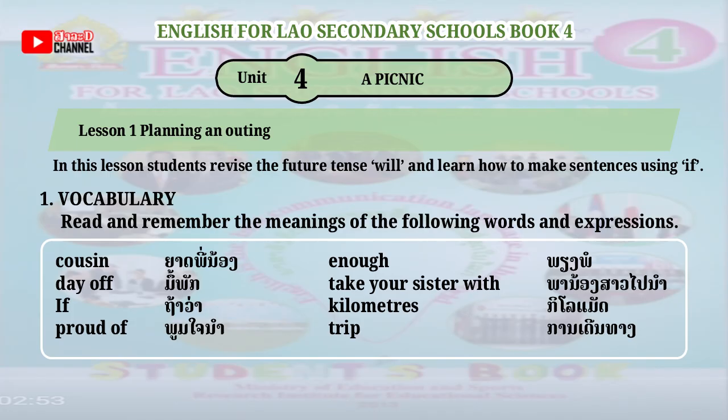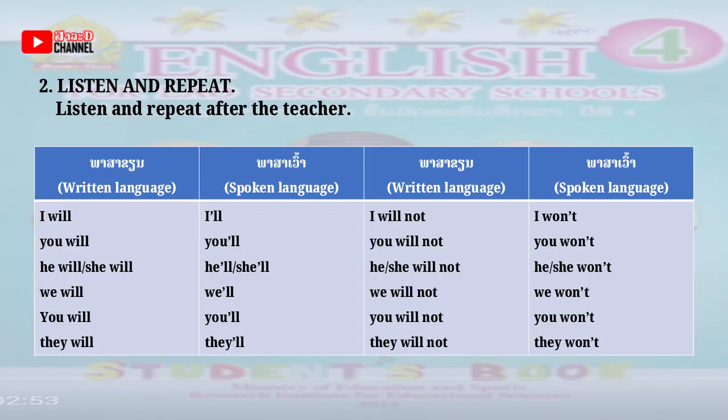Exercise 1. Vocabulary. Read and remember the meaning of the following words and expressions. Cousin. Day off. If. Proud of. Enough. Take your sister with. Kilometers. Trip. Exercise 2. Listen and repeat. Listen and repeat after the teacher.